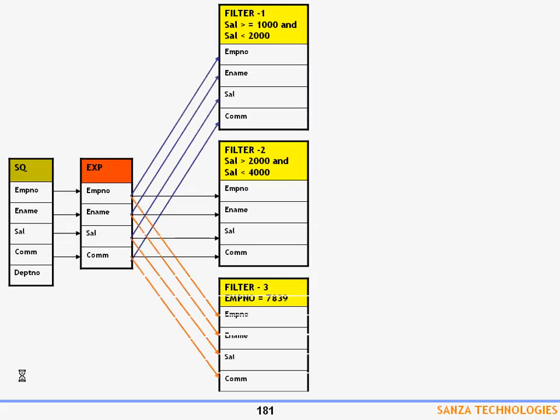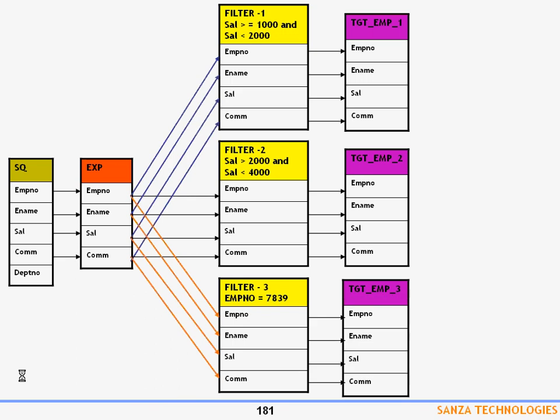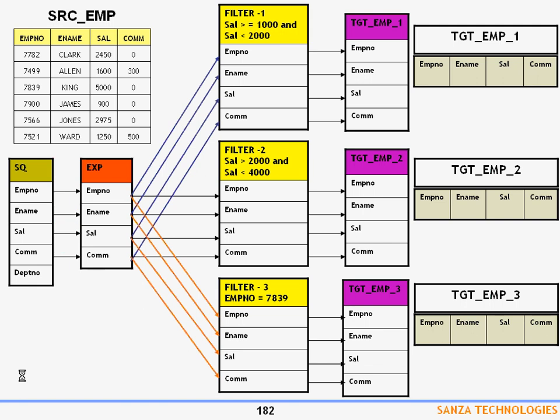So you have the source, 3 filter transformations, 3 target tables. Now, what does Informatica do? When executed, it will extract the complete data from the source, that is the src_emp table. I didn't put all the records here. In the src_emp table, there are 14 records, but I just show you 6 records because of space constraints in explaining this.